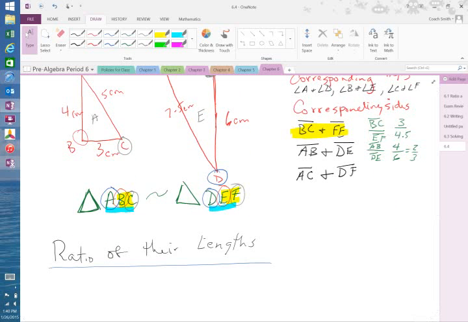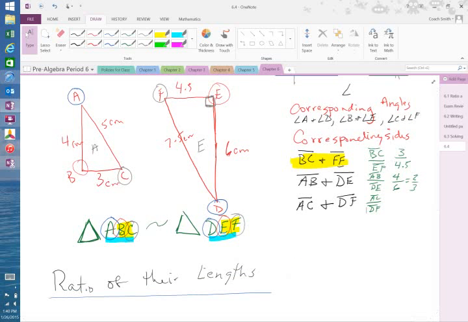I just want to show you can use any of the sides. And the last side was AC over DF. AC was 5. DF is 7.5. Okay, now let's look at those ratios. Those are the ratio of the similar sides. As we looked at, the second one was 2/3.